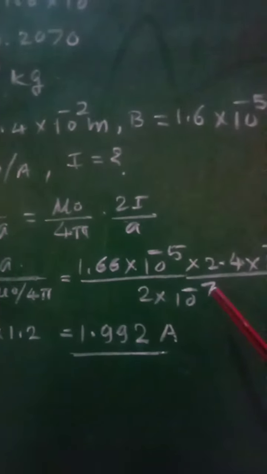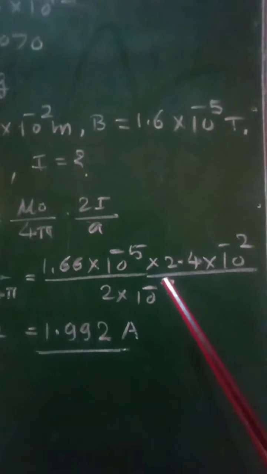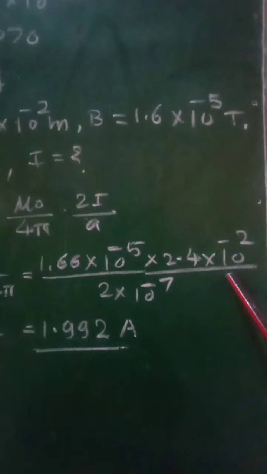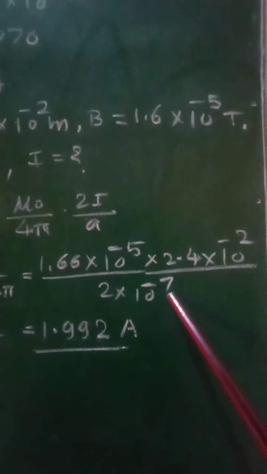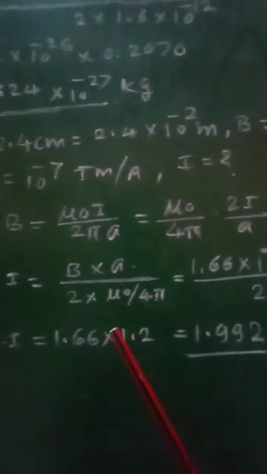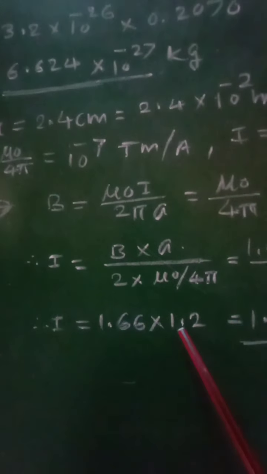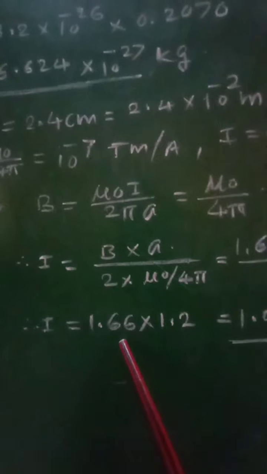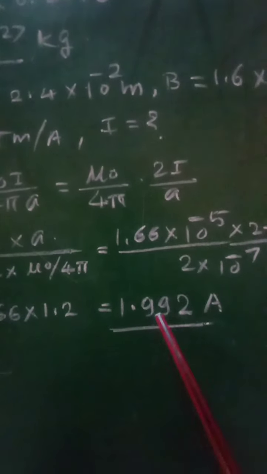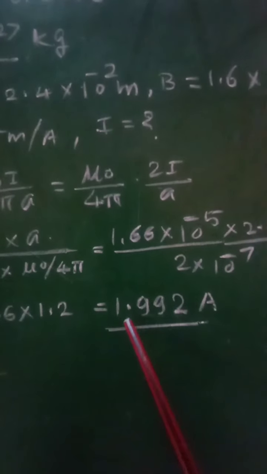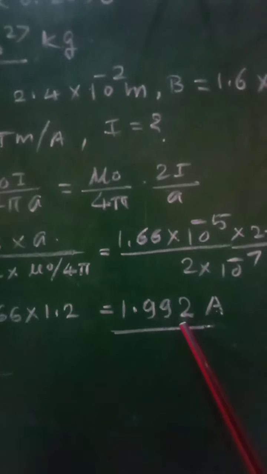Putting the values, we get 1.66 into 10 raised to minus 5 into 2.4 into 10 raised to minus 2 upon 2 into 10 raised to minus 7. Simplifying this, we get I equal to 1.66 into 1.2, which comes out to be 1.992 ampere, and this will be the required current.